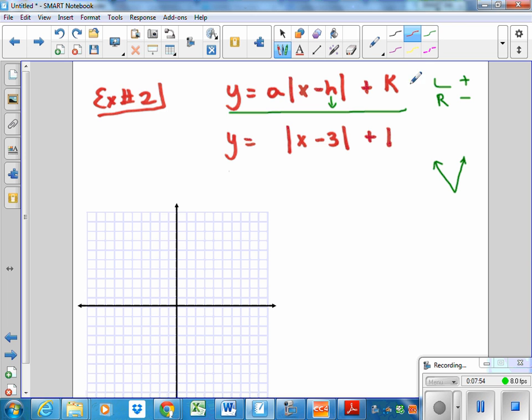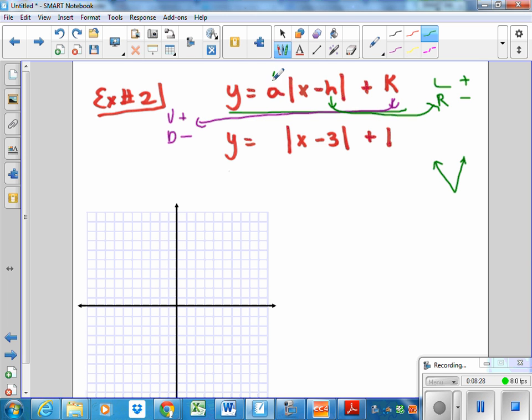Now let me change colors. Let me go to purple. What about the K? The K is a movement up or down, and this is not backwards the way you think it goes. So this is a memorization device. If the K is positive, you think it would go up, it does. If the K is negative, you think it would go down, and it does. I don't have enough room here, but I'd probably write these kind of together. That's the K information. And then this is the H information.